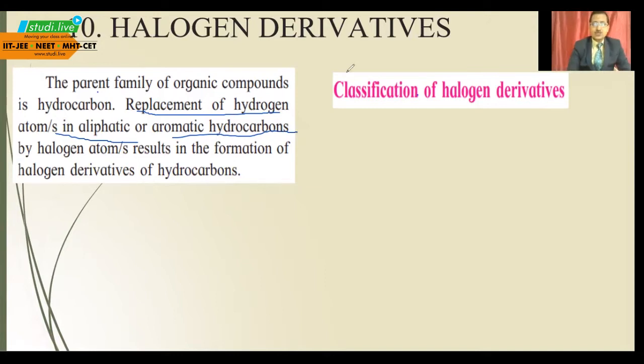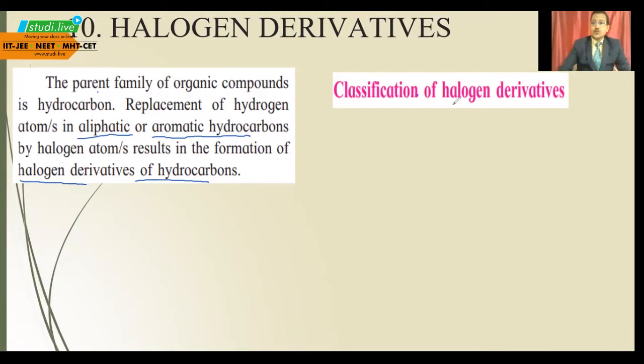So when I say halogen derivatives of hydrocarbons, it is the parent family of organic compound which is basically called as hydrocarbons. Now in that hydrocarbons, we are talking about replacement of hydrogen atom either in case of aliphatic, or it can be aromatic hydrocarbons, and such compounds which are formed, they are called as halogen derivatives of hydrocarbons. So this is basically the halogen derivatives of hydrocarbons.